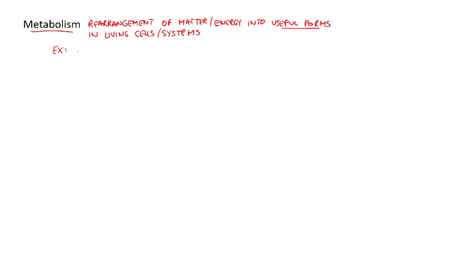So what are some examples of rearranging energy and matter? Let's talk about rearrangements of energy into useful forms. So we're talking about taking things like chemical energy from fuels and converting them into different forms of chemical energy. For example, chemical energy in the form of ATP. That's what we're going to emphasize in our talk about metabolism in this course.